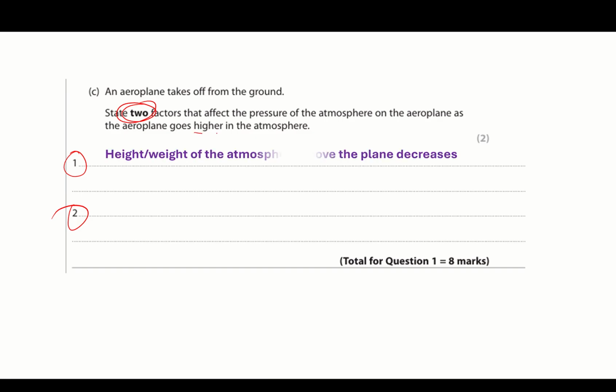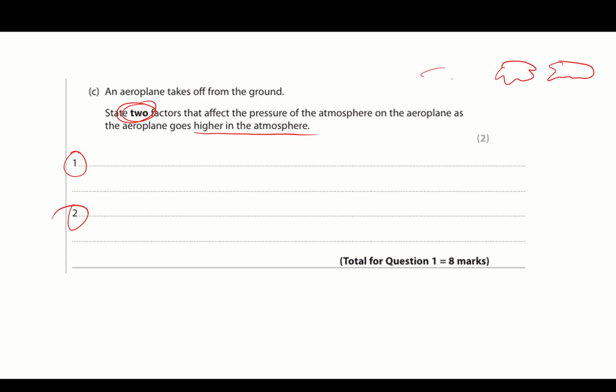As the aeroplane goes higher in the atmosphere. So the crucial part then, here's the cloud, there's a cloud, and there's my aeroplane. What do we know? We know that there's more air particles below and not very many above. So we know that the density of the air decreases. We know the temperature of the air decreases up there. We know that the atmospheric pressure decreases up there. So these are factors that affect the pressure of the atmosphere as it goes higher.